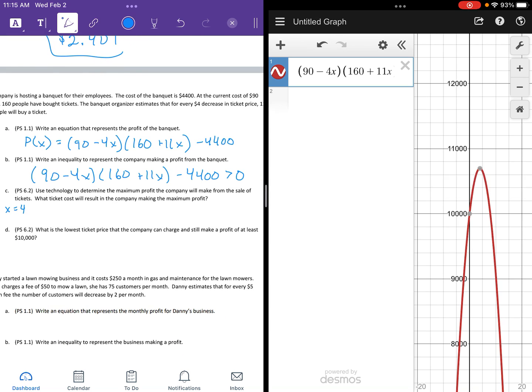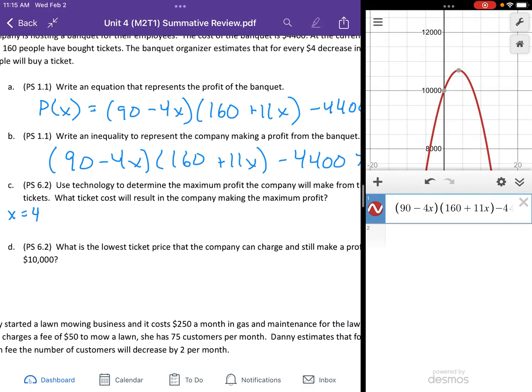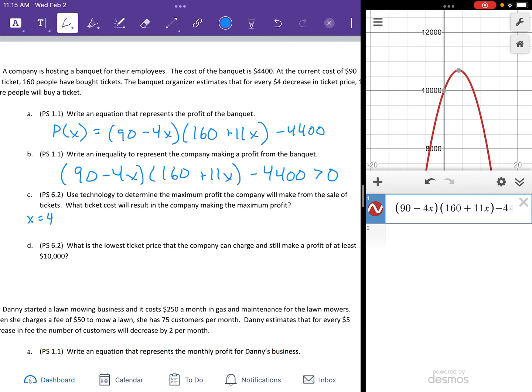So there's a couple questions in this part. I'm going to move this over a little bit to blow this up a tad. Okay. So there's 2 questions in here. Use technology to determine the maximum profit the company will make from the sale of the tickets. All right, that's the first question. And then what ticket cost will result in the company making the maximum profit? So we're going to find out both at the same time, basically.